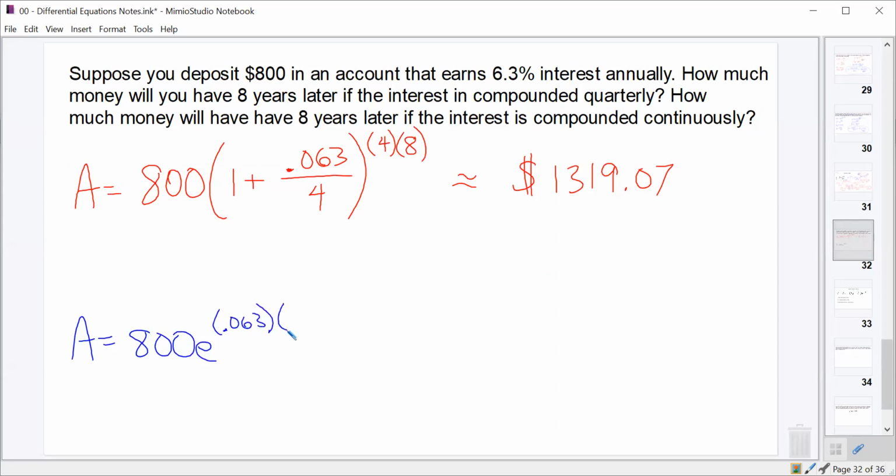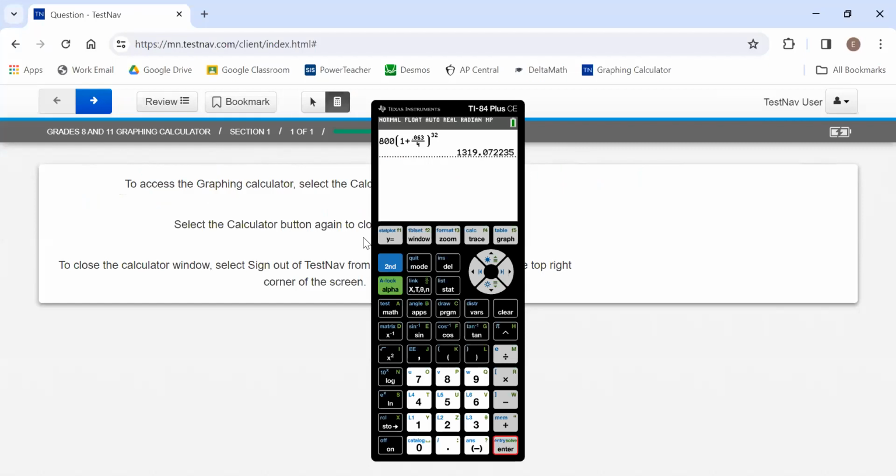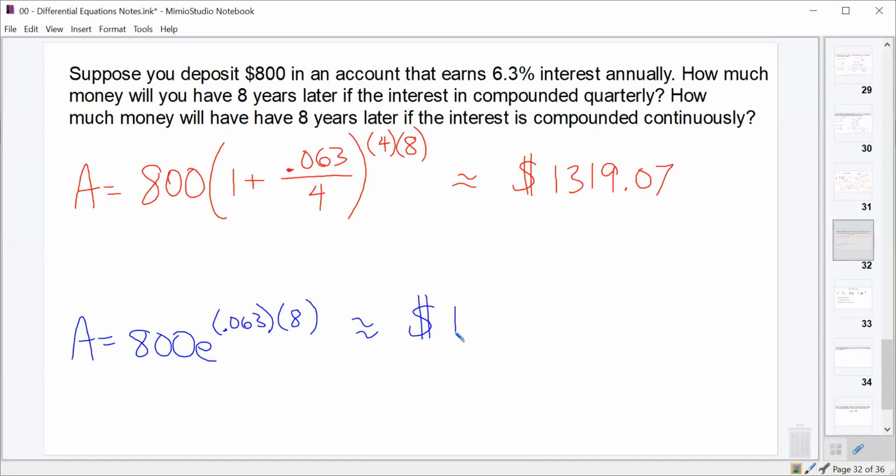And then if we want to do this continuously, it should be A equals P e to the r, 0.063, t, which was 8 years. And so we'll just use that formula. We'll throw that into our graphing calculator. So we've got 800 e to the power of 0.063 times 8. And it looks like that gives us $1,324.26. So a little bit more than the other way around, quarterly compounding.